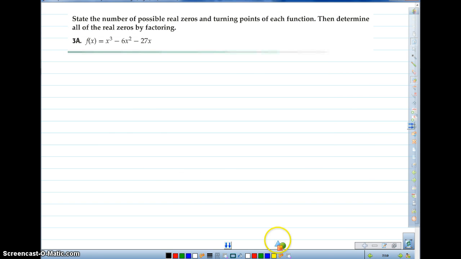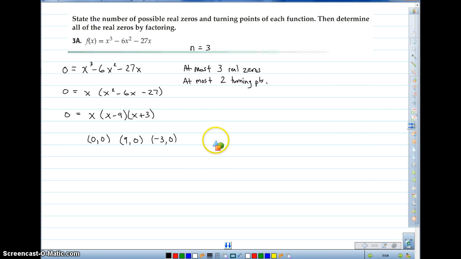Try this one on your own. Okay, so if you answered this one correctly, you should have found the zeros to be at 0, 0, 9, 0, negative 3, 0. And there should have been at most 3 real zeros and at most 2 turning points in the function.